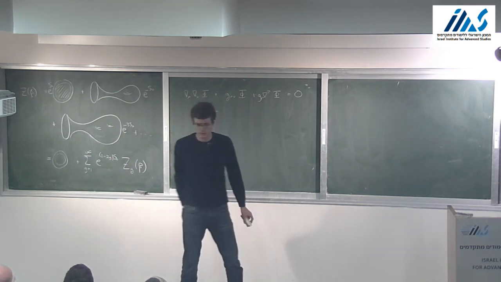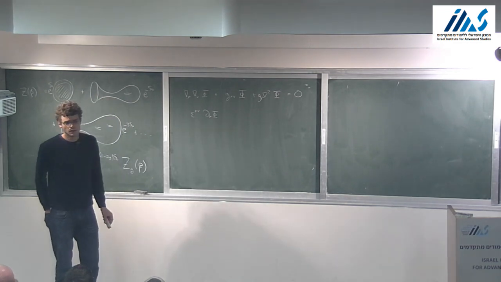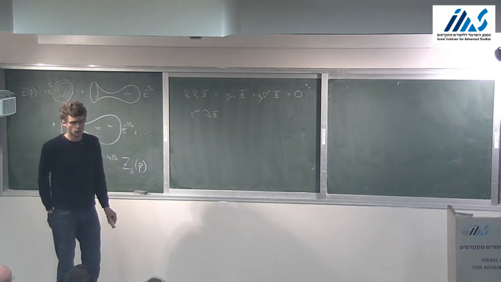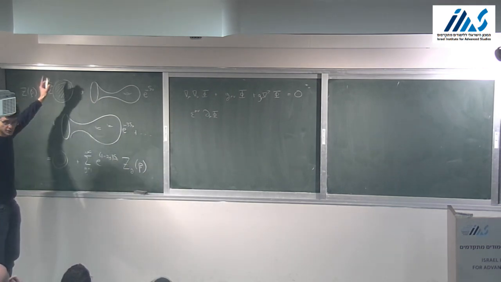Yeah, that's coming. It's coming. You wouldn't include things that have two boundaries whose lengths sum to beta? No, no. The boundary condition is that we have a single boundary and it has length beta over epsilon.